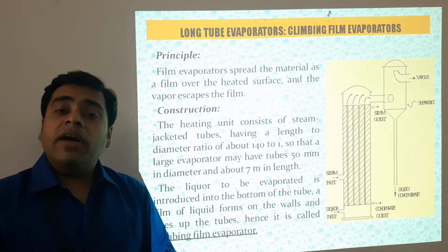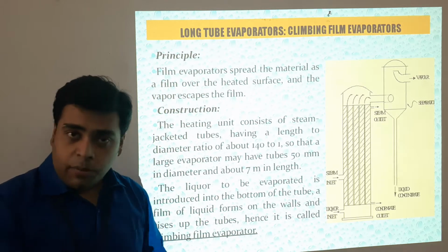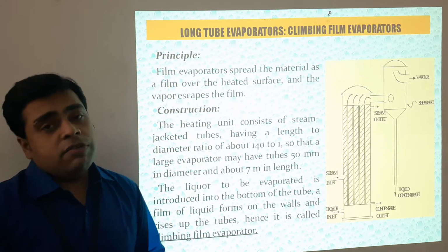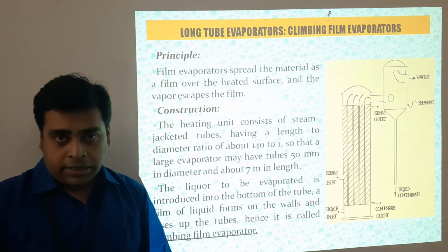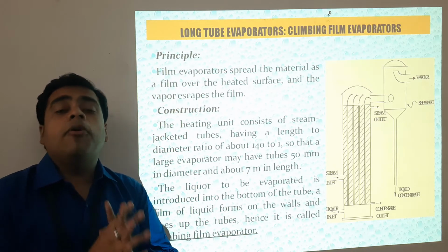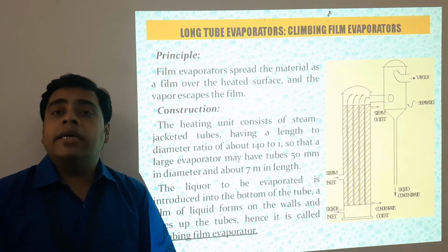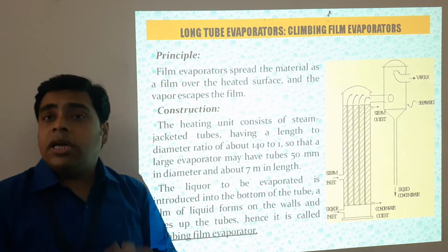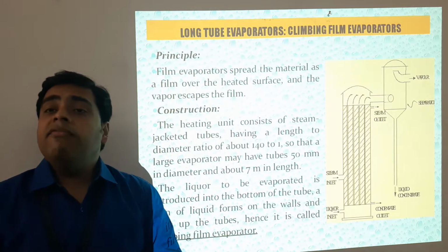Next, we classified the evaporators into three basic types: natural circulation evaporator, forced circulation evaporator, as well as the long tube or climbing film evaporators. In natural circulation evaporators, we have covered evaporating pans, evaporating stills and short tube evaporators. Now it is time for the long tube evaporators, which are also known as climbing film evaporators.